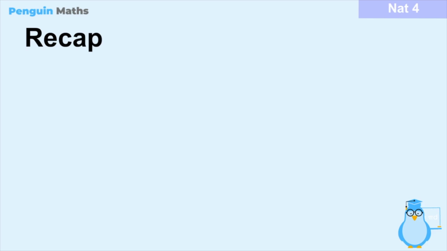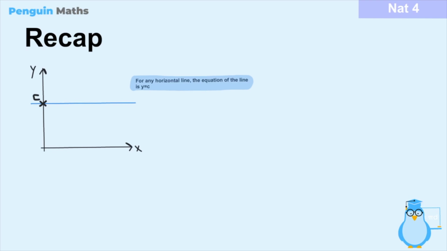So let's recap what we learned in part 3 of this straight line National 4 series. So we learned that if we have any horizontal line, the equation of that line would just be simply y is equal to c, where c is the y-intercept, or the point on which the line crosses the y-axis. And we also learned that if we have a vertical line, a line that runs up and down, the equation is just simply x is equal to the point on which it crosses the x-axis, also known as the x-intercept.